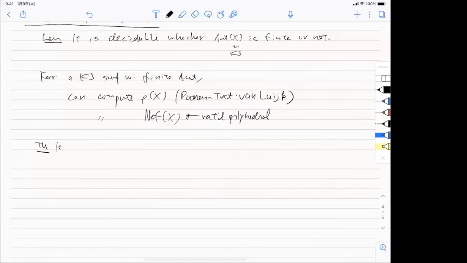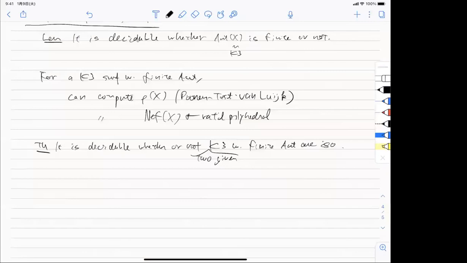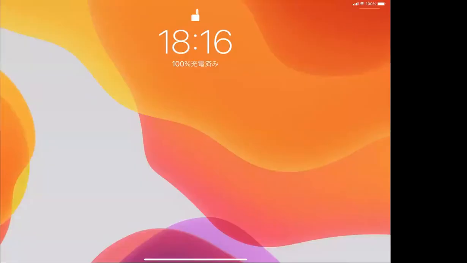And so the theorem is, it is decidable whether or not two given K3 surfaces with finite automorphism group are isomorphic. Yeah, okay, I stop here.